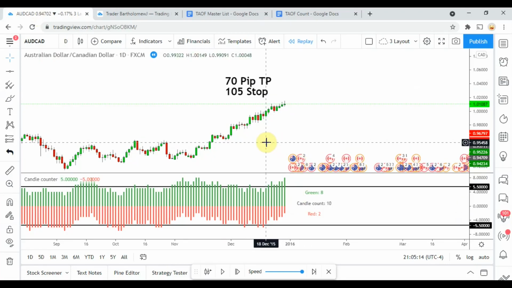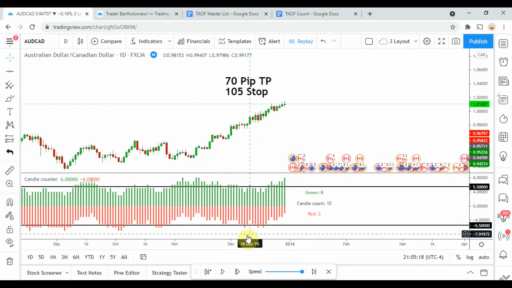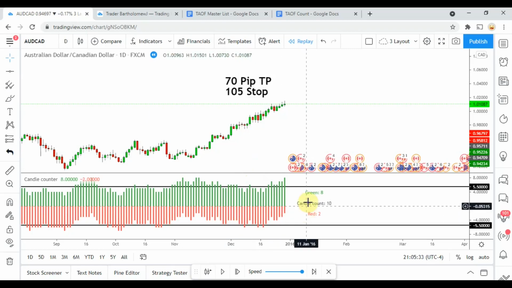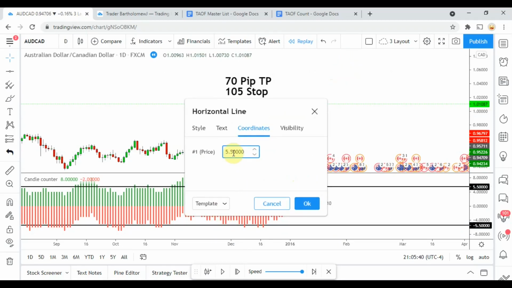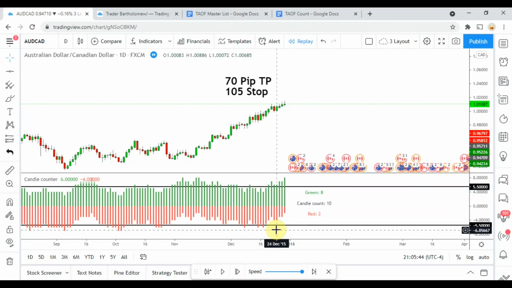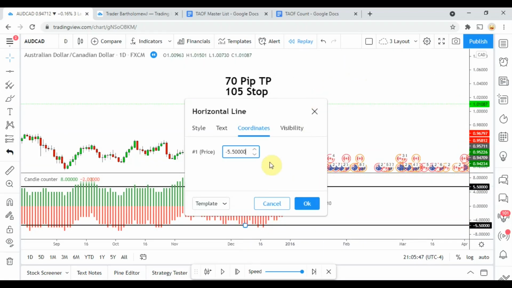Alright, so today's indicator is the candle counter indicator. You can see it here on the bottom of the screen. The creator of this indicator didn't really give any specific way that this should be traded or used to take trade signals, so I had to improvise just a little bit. What I've done is I've added two lines to it. You can see the black lines here on top and on bottom. These are set at a 5.5 coordinate. On top is 5.5. On bottom it is negative 5.5.